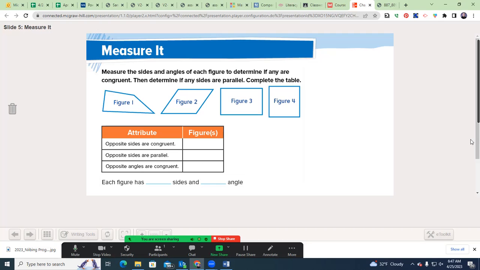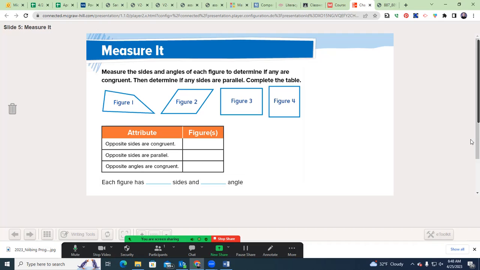There are a lot of quadrilaterals that we work with, as you can see in the image above. The first one under Measured on 923 says: measure the sides and angles of each figure to determine if any are congruent. Then determine if any sides are parallel. Complete the table. Remember, parallel means lines or line segments that run with a consistent distance between them. They're never going to touch.